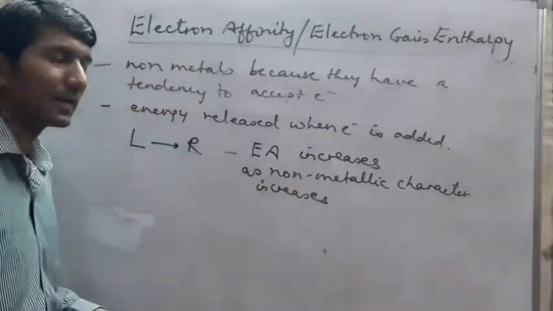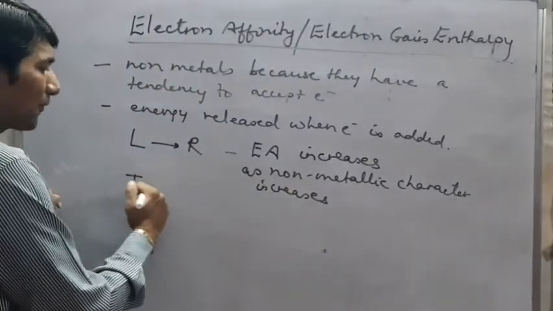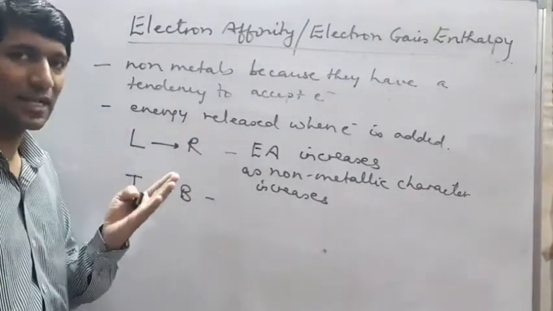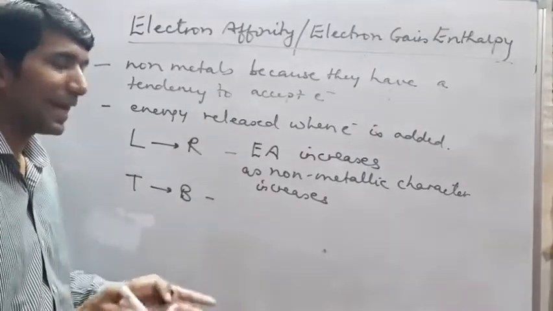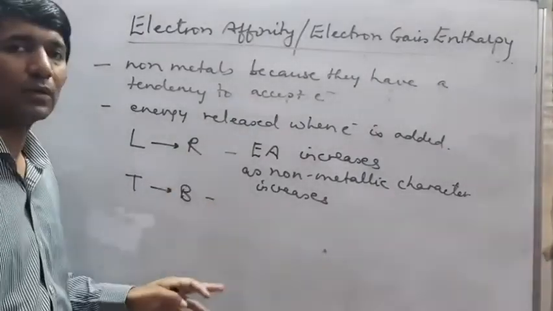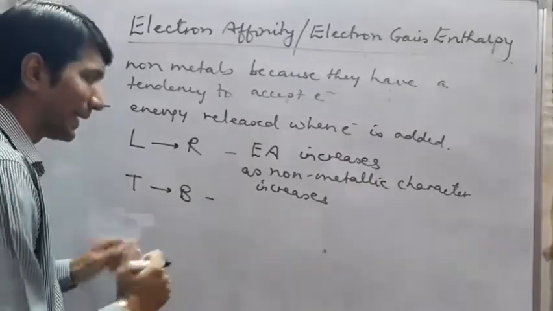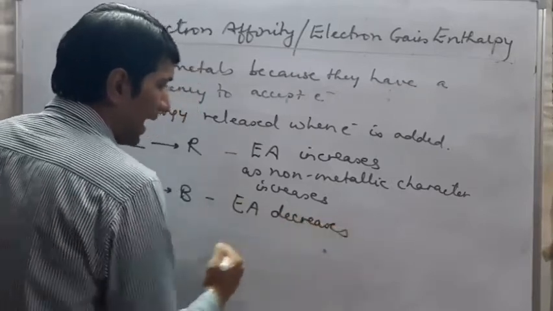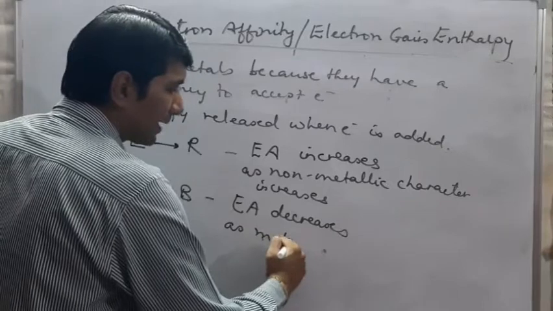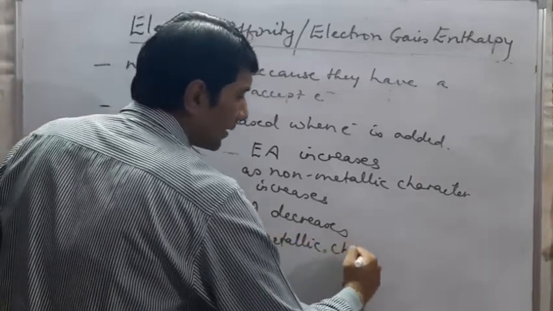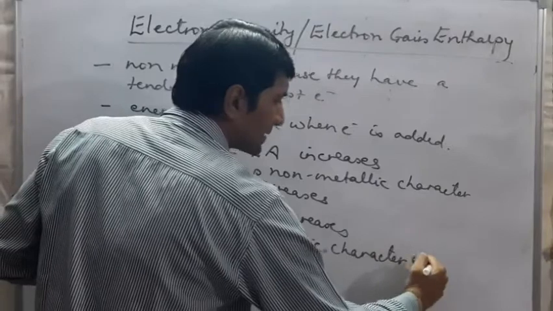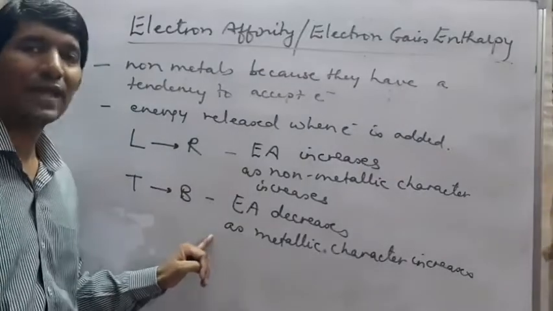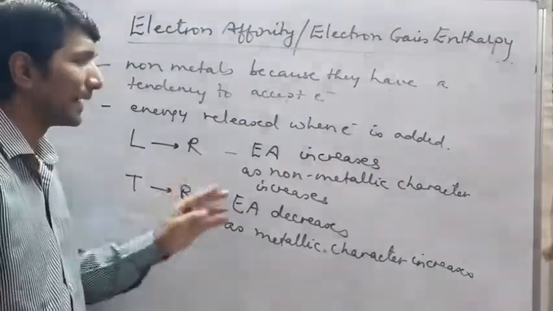On moving from top to bottom, we just discussed that the metallic character increases. If the metallic character is increasing, then obviously from top to bottom, the value of electron affinity will decrease. So electron affinity decreases as metallic character increases down the group. Because of that, the value of electron affinity decreases.